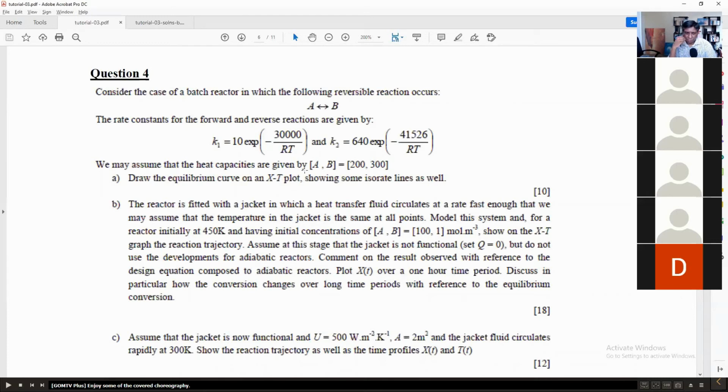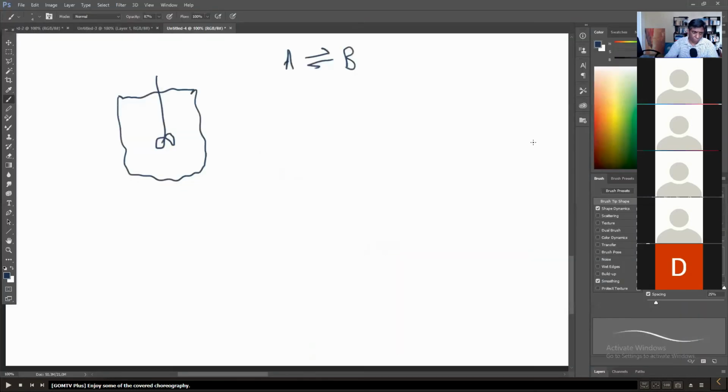One thing you can just look at quickly is E1 minus E2, right? The activation energy for the forward reaction minus the activation energy for the reverse reaction. It's 30,000 minus 41,000, so it's going to be a negative number. So this is an exothermic reaction. So we expect that in our isorate lines, the equilibrium curve is going to have a shape like that, right? So when we plot x versus T, it's going to look like that, and we are going to get our isorate lines varying like so.